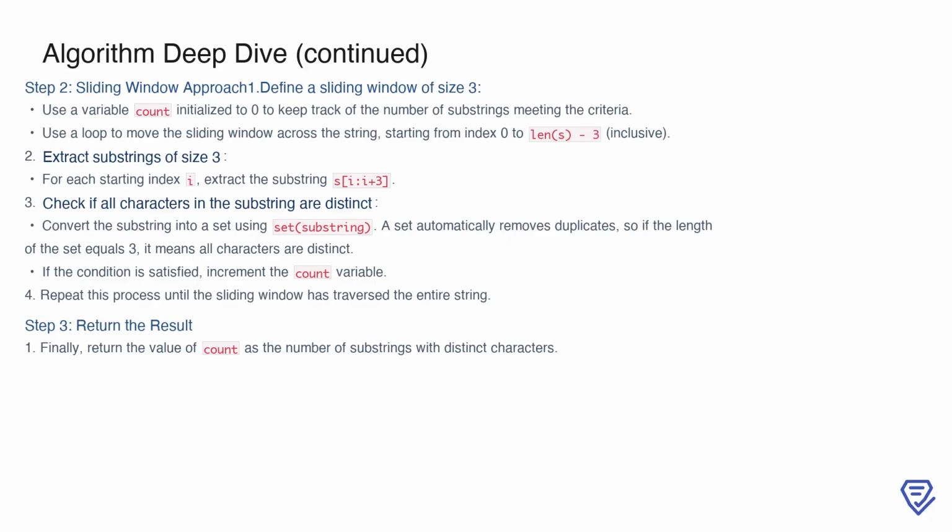To determine if this substring has all distinct characters, we convert it into a set. Since sets automatically remove duplicates, if the length of the set is 3, it means all characters in the substring are distinct. When this condition is satisfied, we increment the count variable. This process is repeated until the sliding window has covered all possible substrings of size 3, and finally, the value of count is returned as the result.